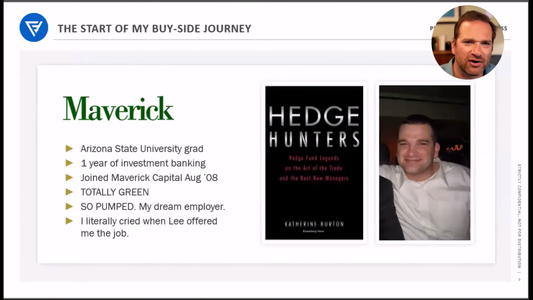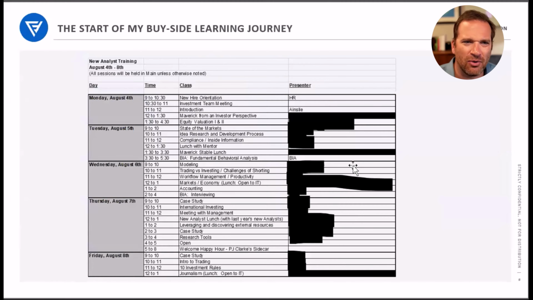My buy side journey started in 2008 at Maverick Capital. I was green, very motivated, but I really didn't know what to do. I was always a super motivated learner. I knew what I didn't know, and going through Maverick's training program was really inspiring for me. I loved it. It was one of my favorite weeks ever at Maverick, just learning from these individuals who had been on the path.